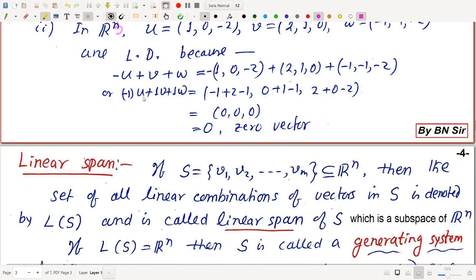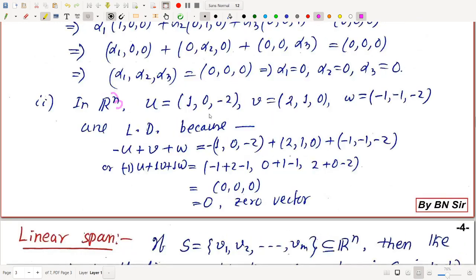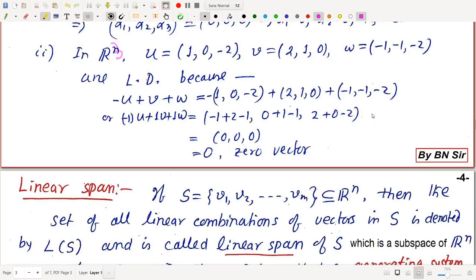Minus u means minus 1 into u, v means 1 into v, w means 1 into w, so the scalars alpha 1, alpha 2, alpha 3 are minus 1, 1, 1. Scalars are not 0, but this combination is 0. The linear combination is 0, where the coefficients are not 0. That's why these three vectors are linearly dependent. Of course, this way of showing linear dependence is not easy. We shall see later how to show linearly dependent or independent. This is just an example. These three vectors are linearly dependent.